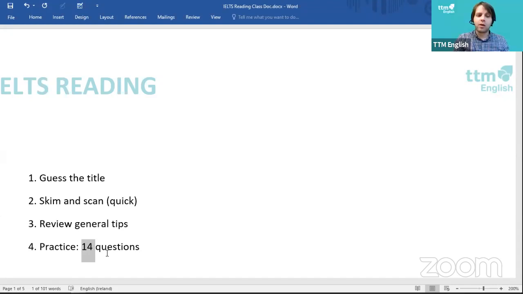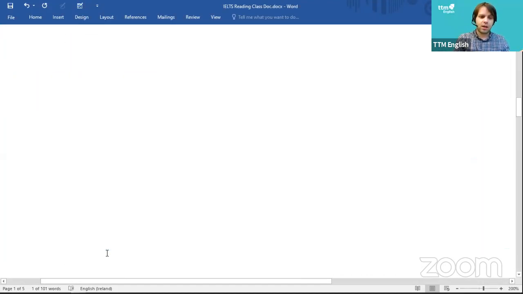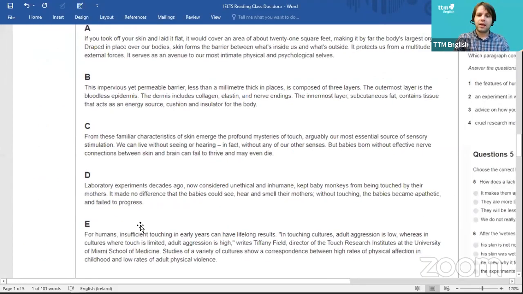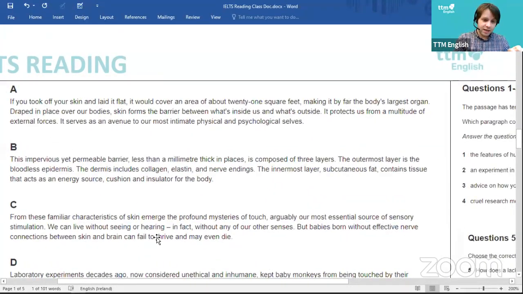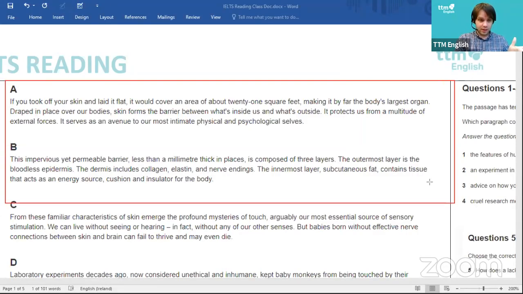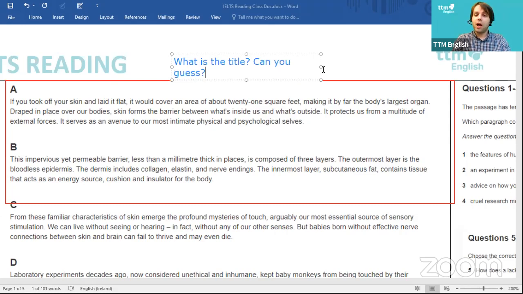Now, I'm going to show you the text for today. Here is the text. Here it is. The first thing we're going to do is simply play this simple game. The game is this. Read A. You can read B as well if you want. Just read the first 1 or 2 paragraphs and guess the title of the reading. What is the title? Can you guess? All right, so start now. I'll give you 1 or 2 minutes, and then I'll ask for your suggestions. Read the text, guess the title. Off you go.